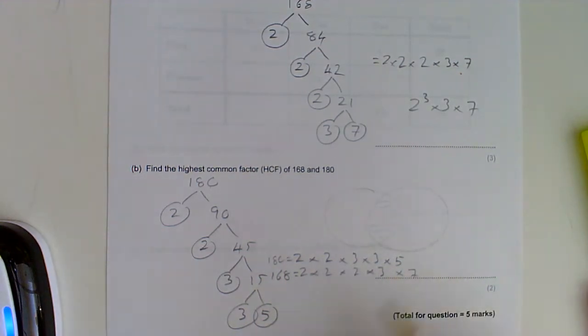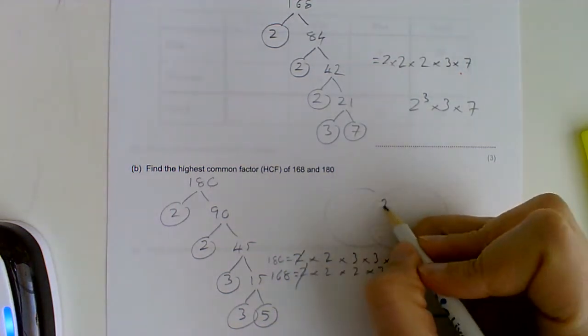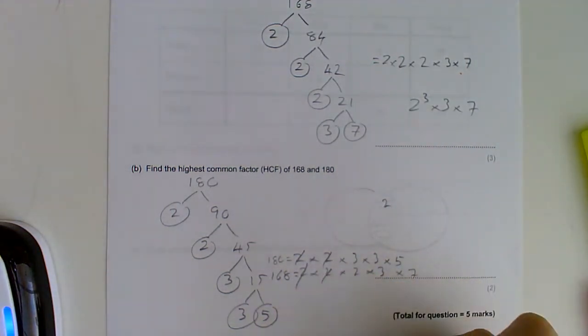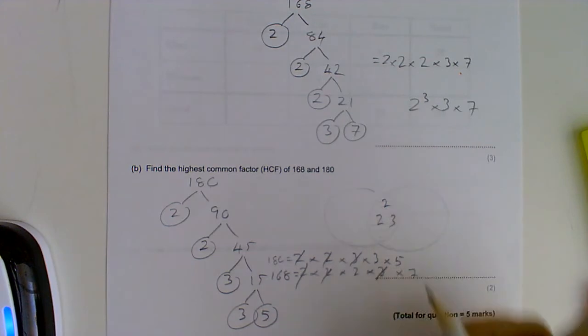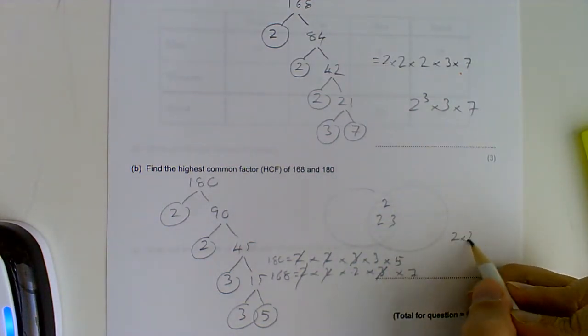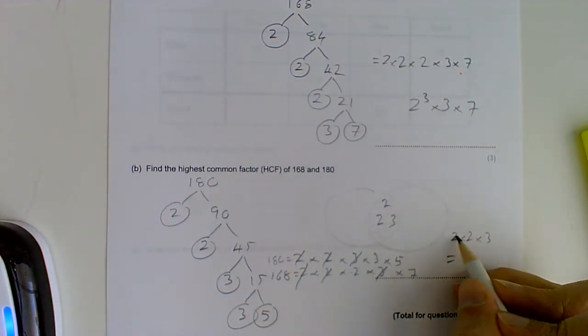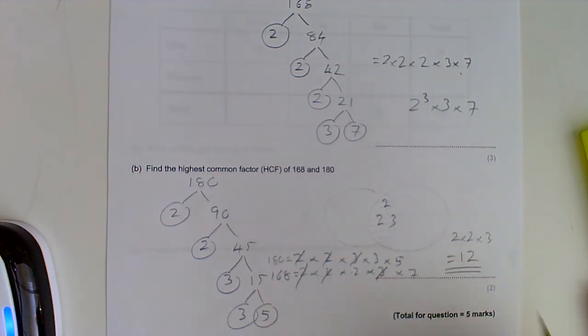So what we're looking for are things that we can pair up to go in the middle. So I can pair up that 2 with that 2, and another 2 with that 2. I can pair up that 3 with that 3. And that's it. There's no other pairs that I can make there, are there? Okay? So it means that my highest common factor is 2 times 2 times 3. 2 times 2 is 4. Times 3 is 12, so your answer there is 12.